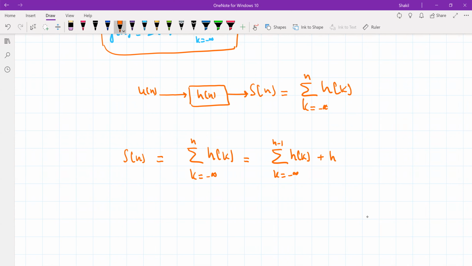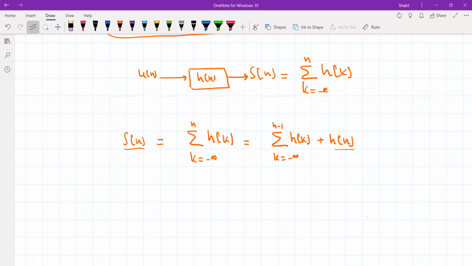So I can write that here. This is h of n. Now we know h of n is the impulse response of the system. S of n is the step response of this system. Alright, so from this you can show the intuitive idea. What's the step response? Equal to the sum of all the values of this impulse response up to time instant n.